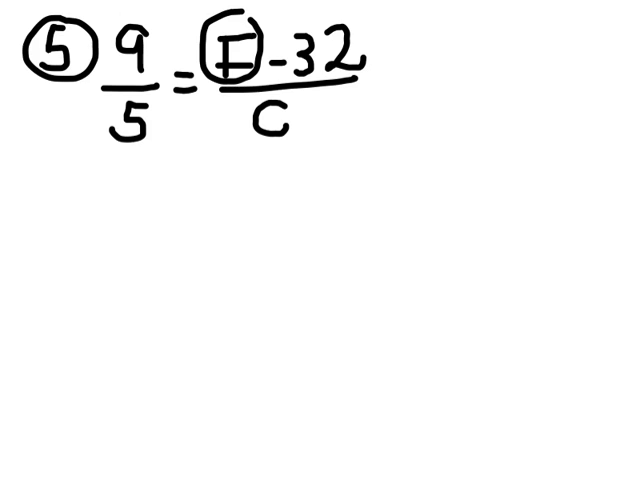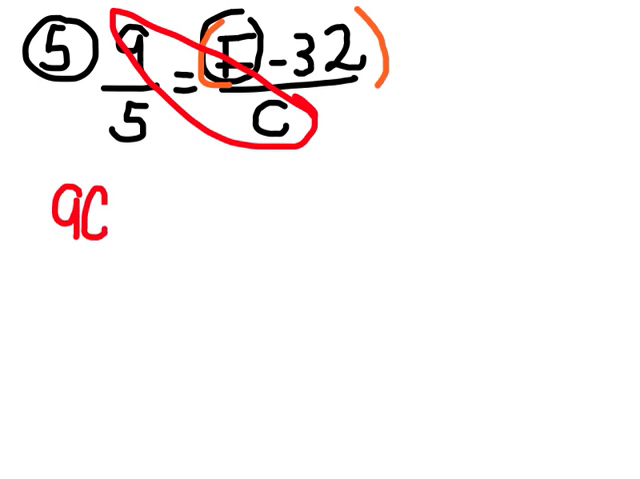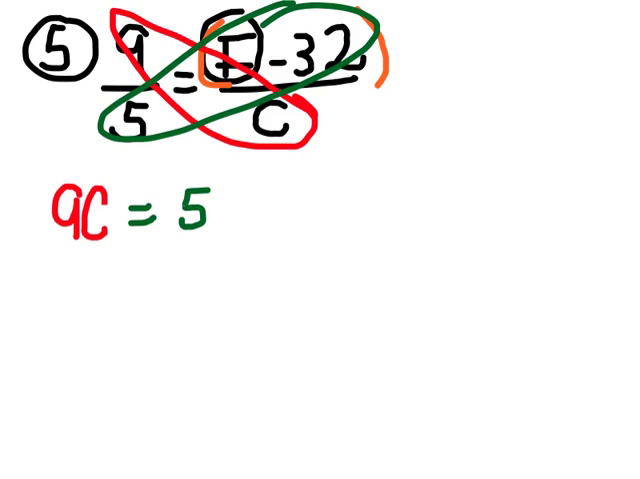So I circle it. I hope that doesn't confuse you, but let me just put this in parentheses since there's more than one term there. If I cross multiply, 9C, and on the other side, 5 times that whole thing, F minus 32. But they want me to get F by itself. F is caught up inside of here, and I want to get down to it. PEMDAS backwards is what I need to think here.